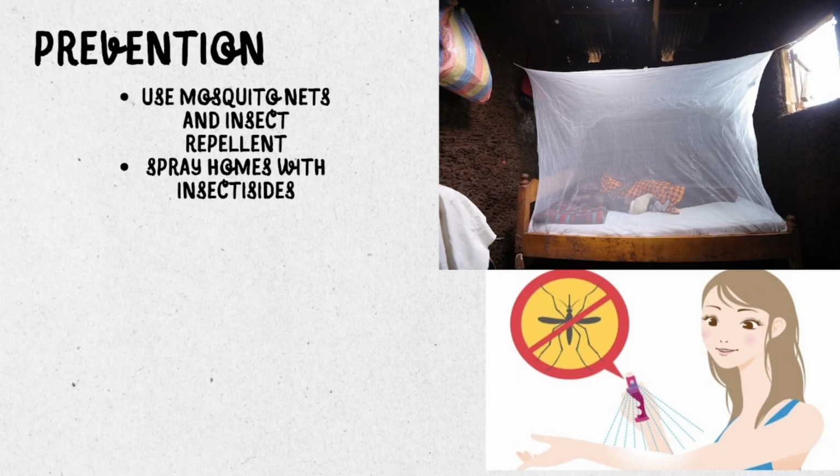Gratefully, malaria is rare in the United States, but some ways to prevent it include using a mosquito net and insect repellent and spraying homes with insecticides.